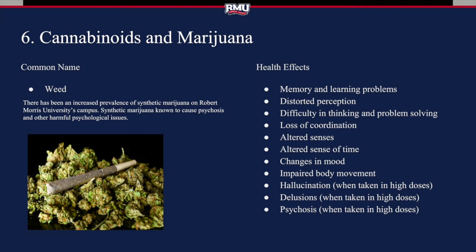Despite recent developments in medical marijuana, it is still illegal by federal law to make, sell, and consume marijuana. Federal laws regarding the use of marijuana still apply on Robert Morris University's campus, and legal action can be taken on a local, state, or federal level.